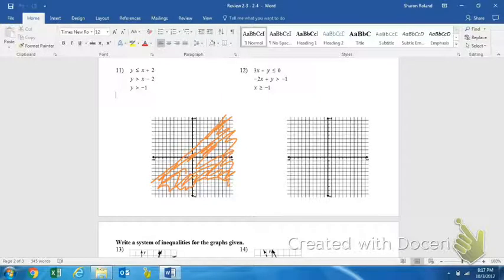Okay, so the next one, we're going to start at -2. That's where we begin. And the slope is the same, except this time it's a dashed line. And this time the sign is like that, and you can't write lower, so we have to go higher. So we're going above this line, but only in the part that's already shaded.